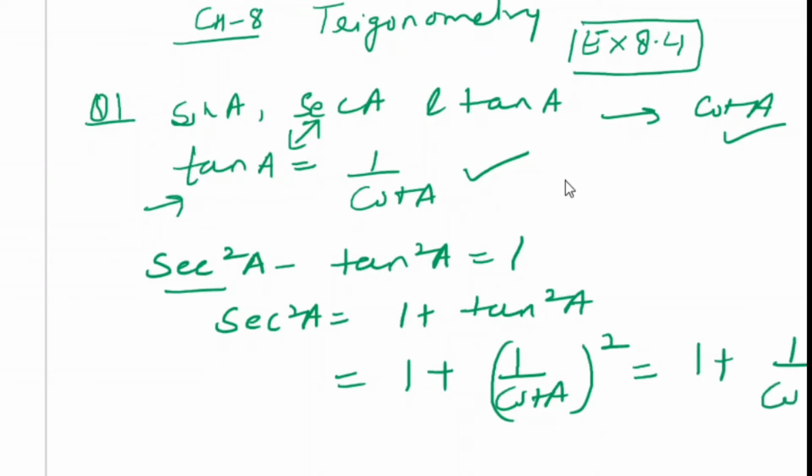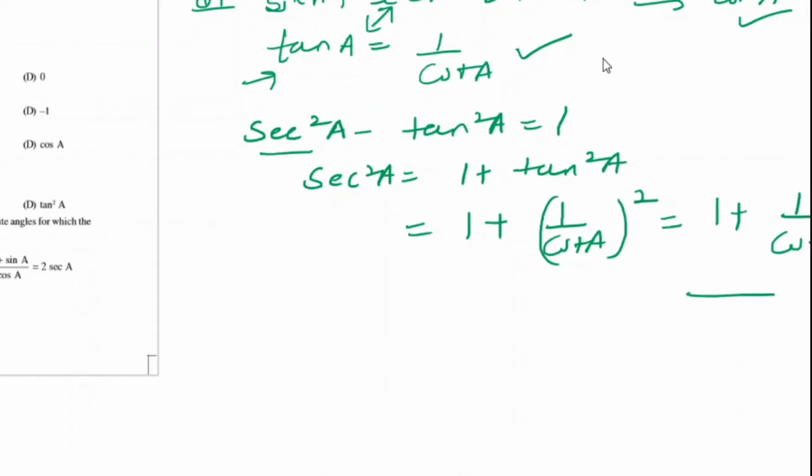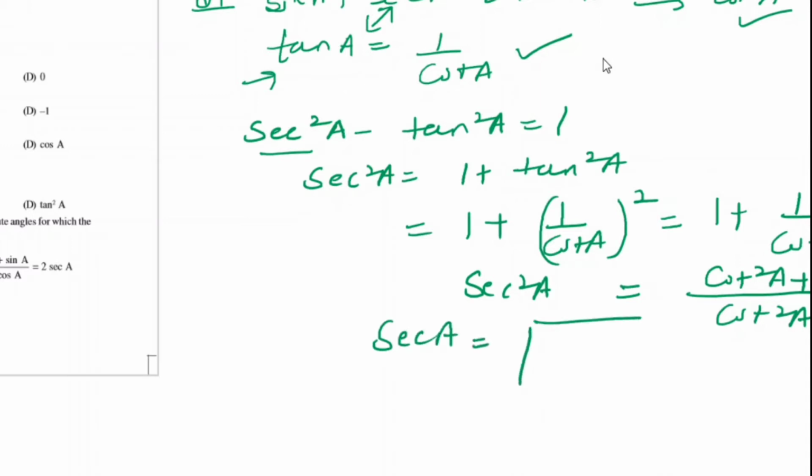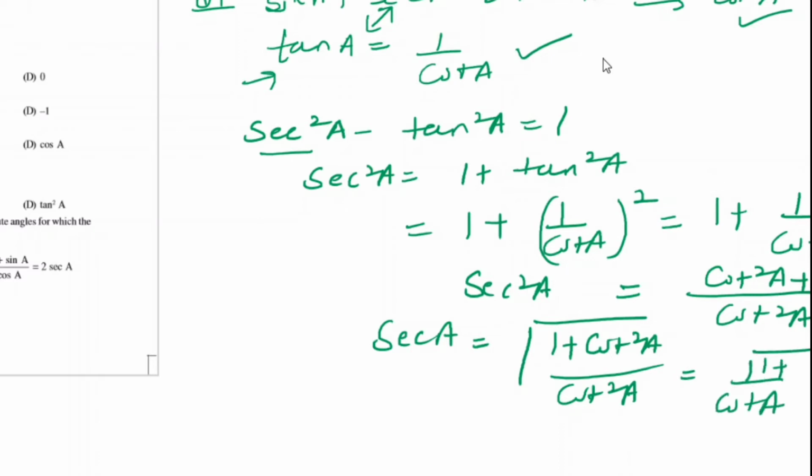This is 1 upon cot square A plus 1; just take the LCM, get a single term. This is (cot square A plus 1) upon cot square A. There should not be any more conversion. We'll not convert because we want the value of this expression. I want to write this trigonometric ratio in terms of cot A. So this is under root of (1 plus cot square A) upon cot square A. If you take the under root of cot square A, this becomes cot A, and inside we have 1 plus cot square A. This is the expression. Fine. So this is the second thing.